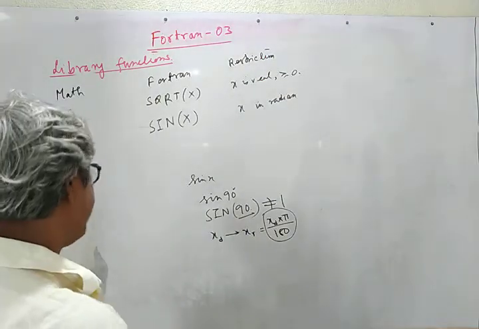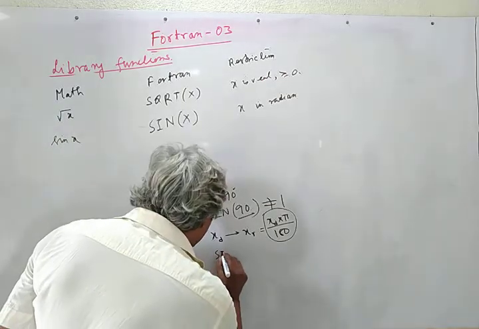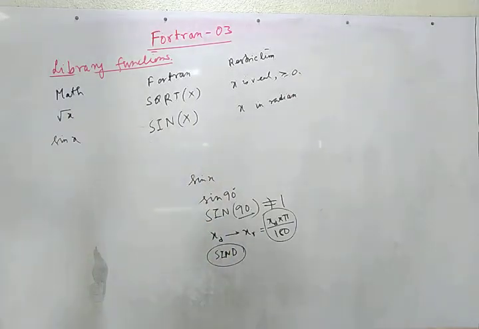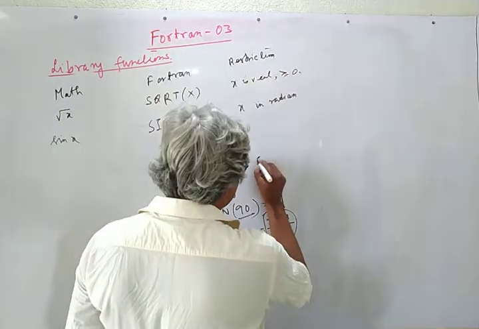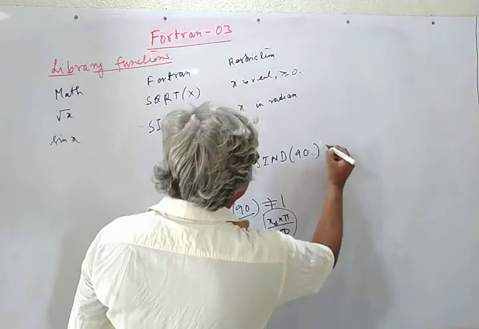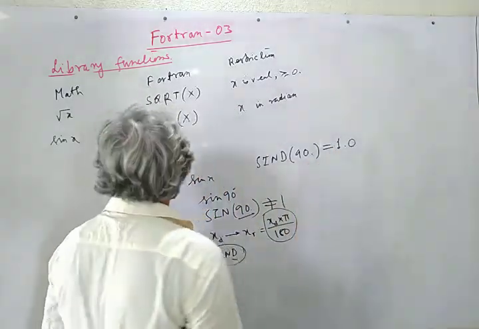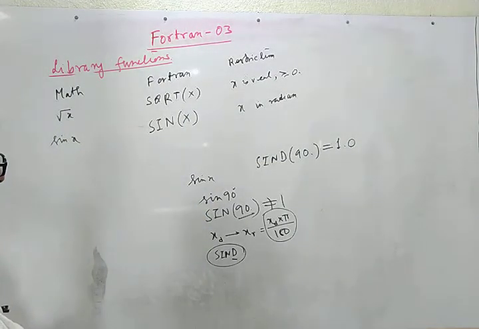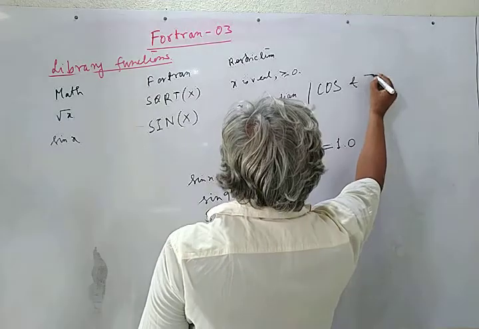Similarly, there are compilers which also take this function, but this function is in general not available in free softwares of Fortran. This is sine in degree. So if we write sind 90.0, this is indeed equal to 1.0, but sin 90 is not this. Similar thing is cos. For cos it is cos, for tan it is tan. So there are other functions of this category, cos function and tan function.